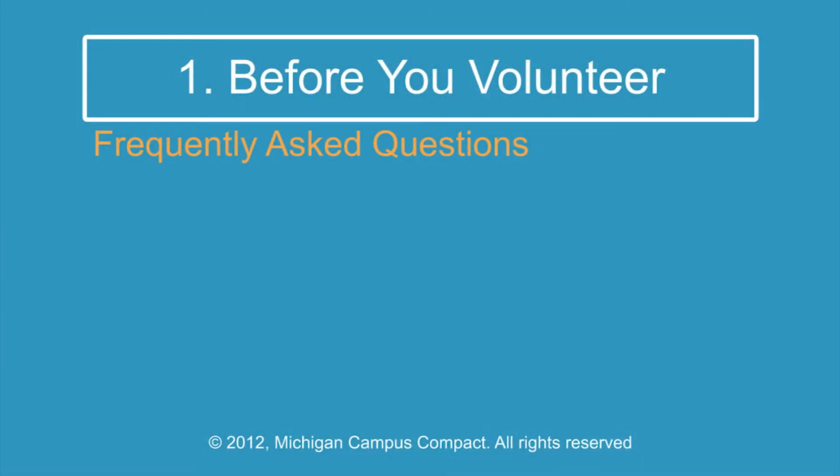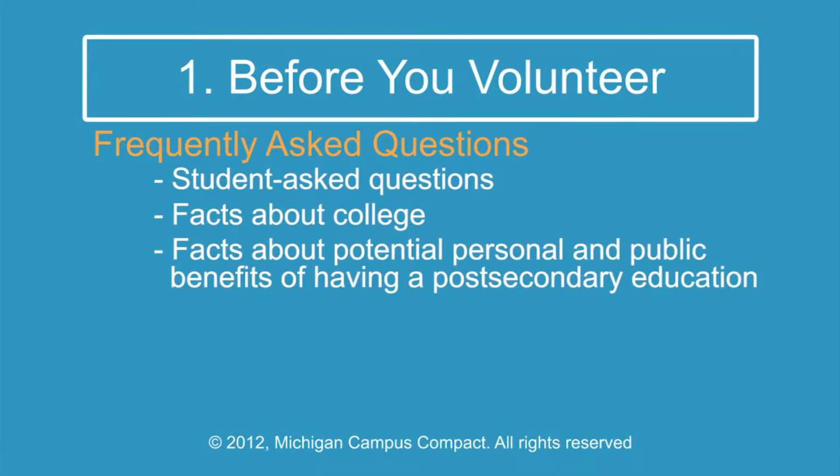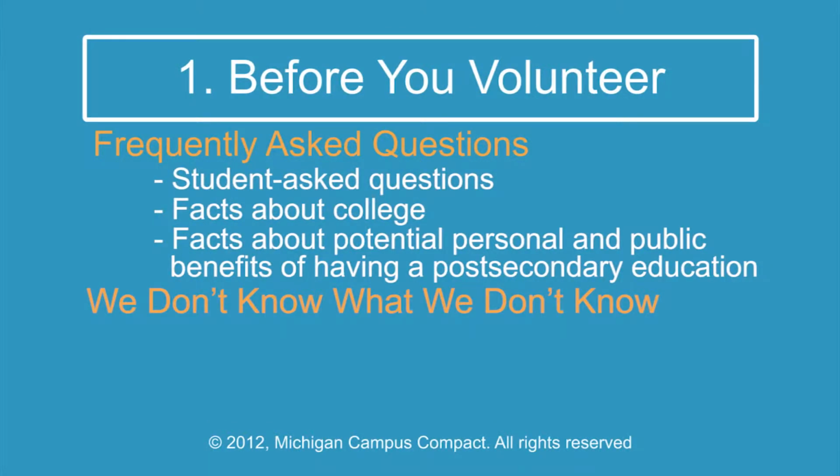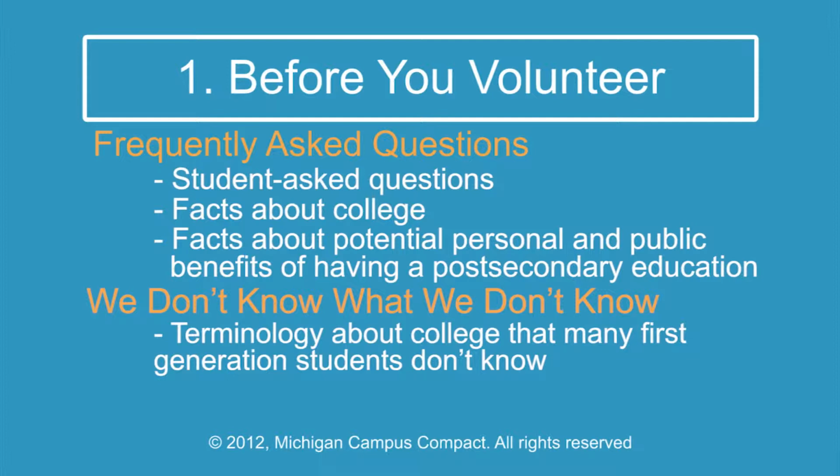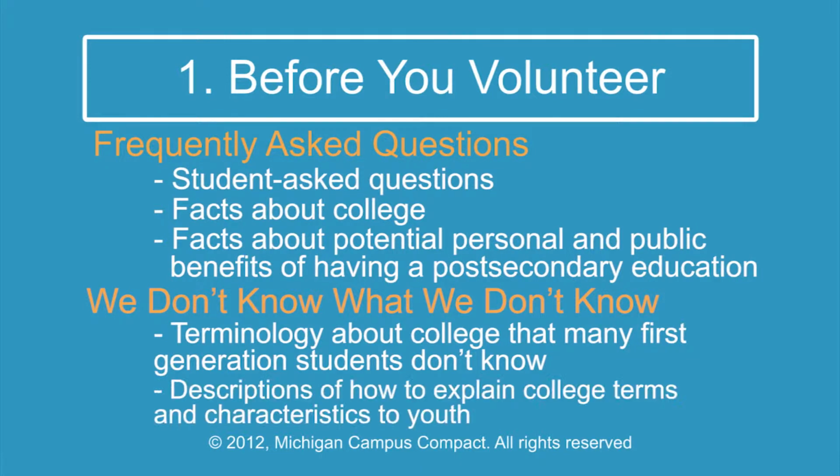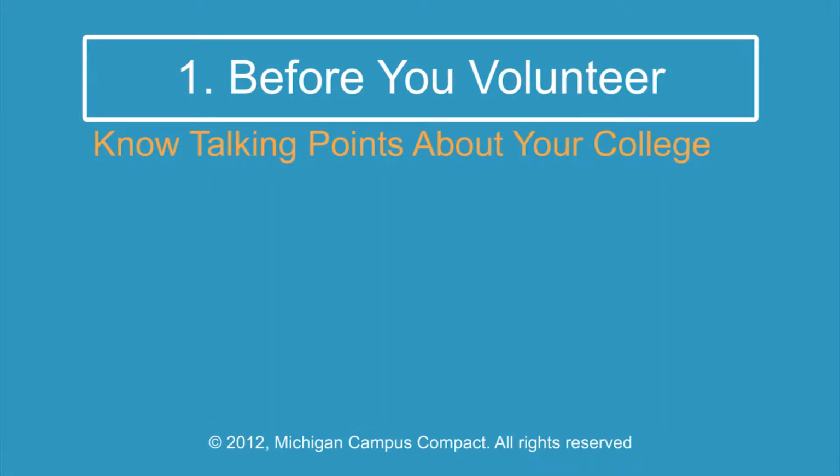own. Frequently asked questions, which includes student-asked questions, facts about college, facts about potential personal and public benefits of having a post-secondary education. All of these things are found within the manual, and they're quite informative and helpful. We don't know what we don't know, being another section within the manual, which covers terminology about college that many first-generation students don't know, and descriptions of how to explain college terms and characteristics to youth. Now, talking points about your college.